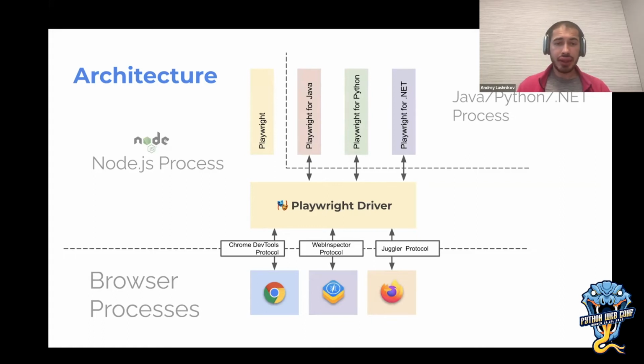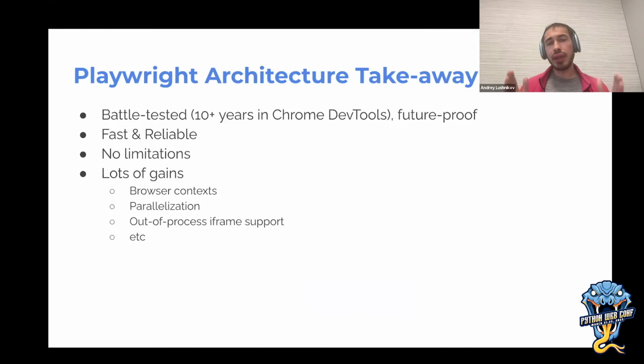So this architecture is what we were developing back in the days when we were doing Chrome DevTools. It's battle tested because we've been experimenting and playing with it for more than 10 years of browser development. It's fast and reliable, we know that, and it has literally no limitations. All the capabilities that you saw that Playwright can do, it can do because we have this direct access to browser internals. It gives us lots of gains, and we know that no matter in which direction browsers will evolve in future, we will be able to adapt, and things will just work fast and reliable.